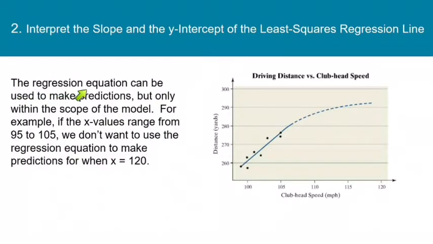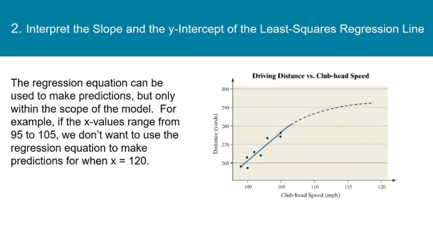Also keep in mind that the regression equation can be used to make predictions, but only within the scope of the model. For example, in the data set we've been looking at, the x values ranged from 99 to 105, so we would not want to make predictions too far outside of this range of x values. For example, we would not want to try to use our regression equation to predict what would happen when x equals 120, because our data only promise us a linear correlation from x values of 99 to 105. We have no observations to show that the correlation continues past an x value of 105.